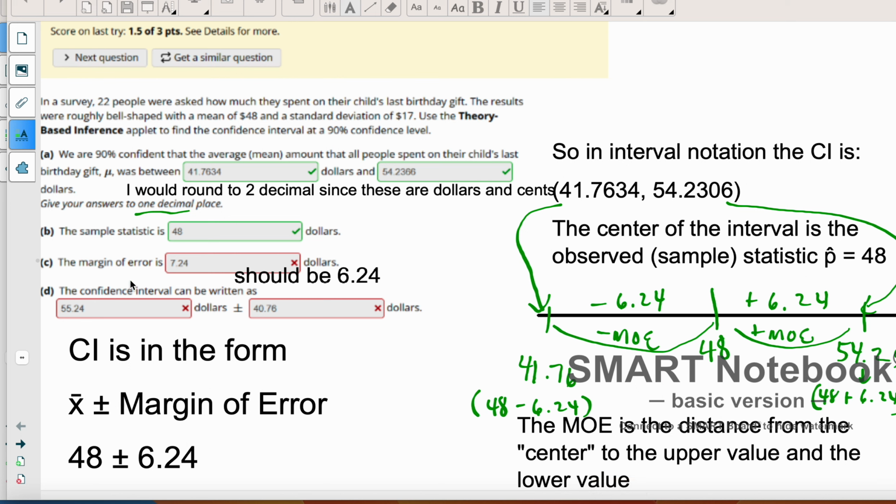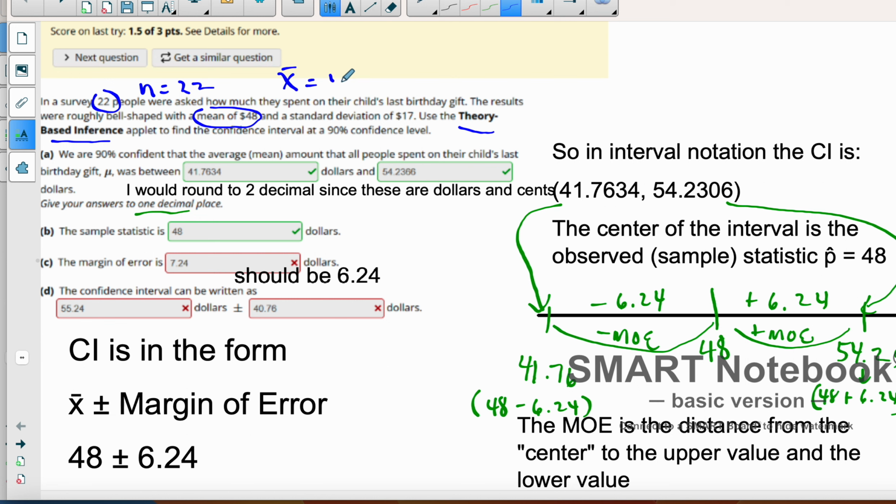I'm going to do explanation for a couple of these problems that you had questions on. It looks like you're doing the theory-based input correctly because you've got these correct. So you put everything in. My sample size is 22. My mean of the sample, that's my x bar, equals 48. And the standard deviation of the sample, S, equals 17. And we're doing a 90% confidence interval. So these are all correct. So that's good. You put all those in correctly.